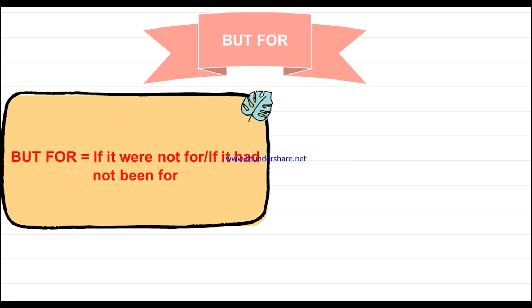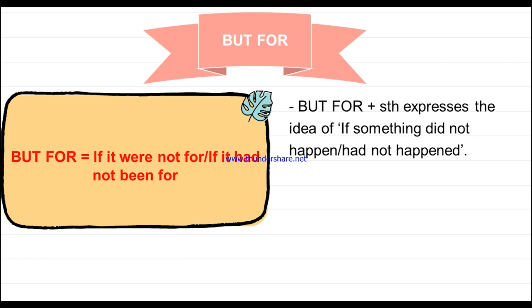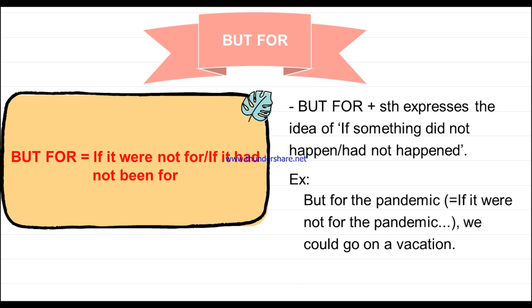Next, we move on to but for. But for means if it were not for, or if it had not been for. And but for plus something expresses the idea of if something did not happen or had not happened. For example, but for the pandemic, or if it were not for the pandemic, we could go on a vacation.